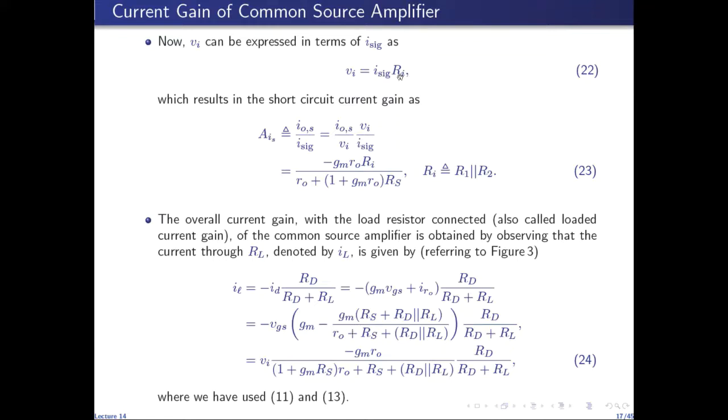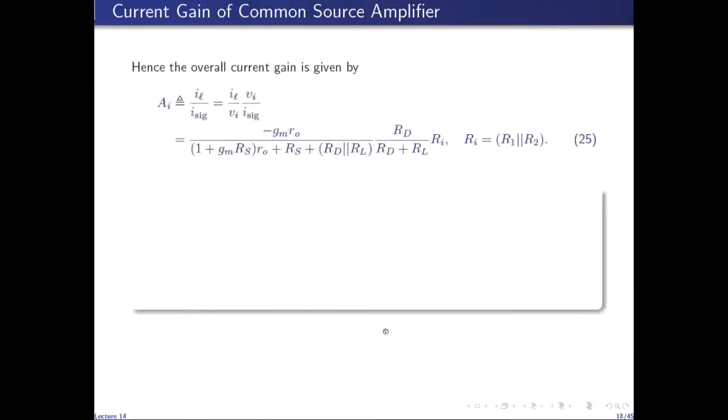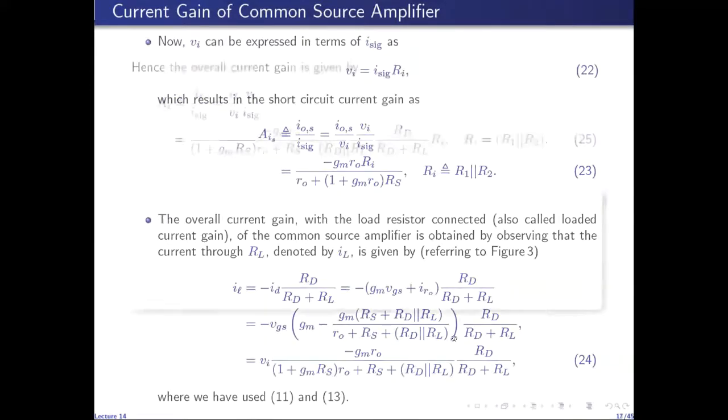VI is again ISIG times RI. So IL over VI, which is this factor, times VI over ISIG, which is RI, gives us the overall current gain. So IL over VI times VI over ISIG is IL over ISIG, which is the overall loaded current gain, which is equal to this factor times RI.